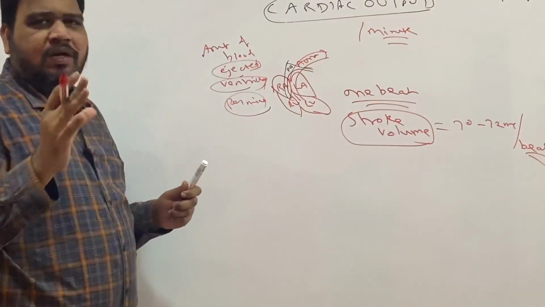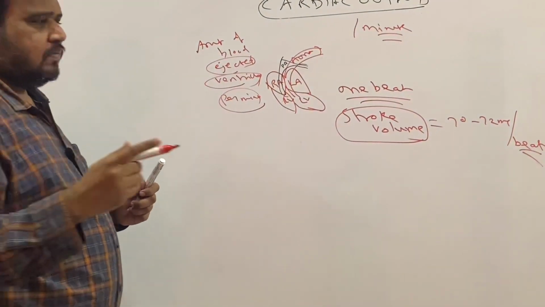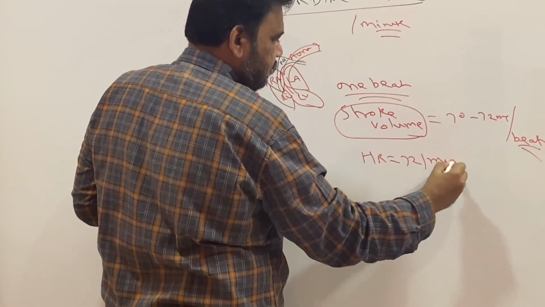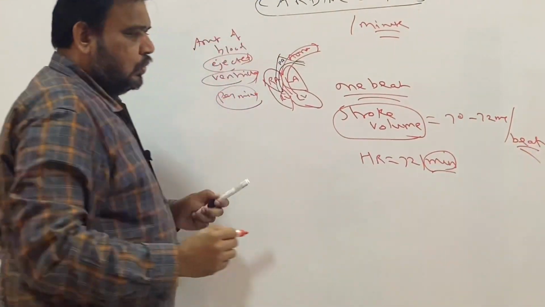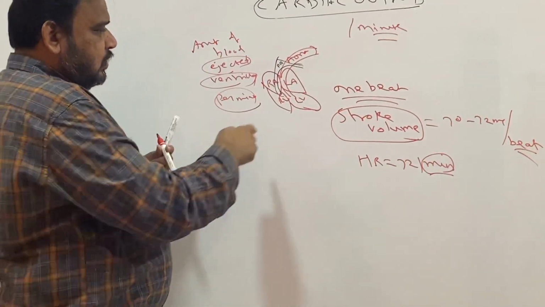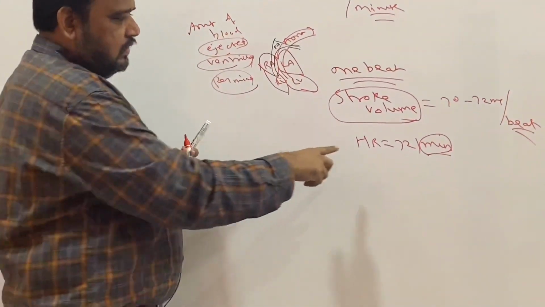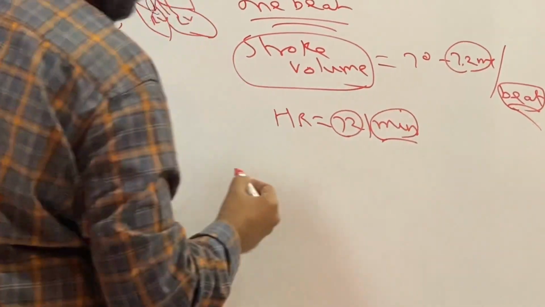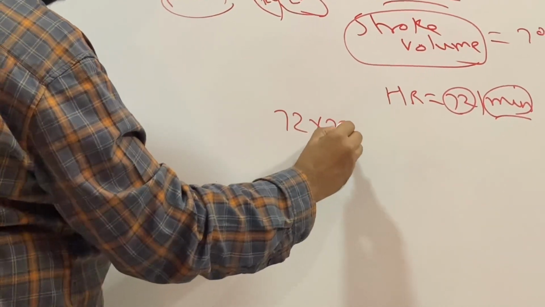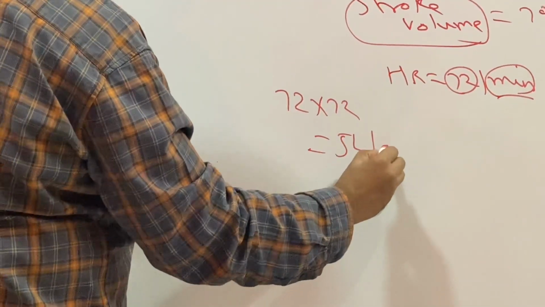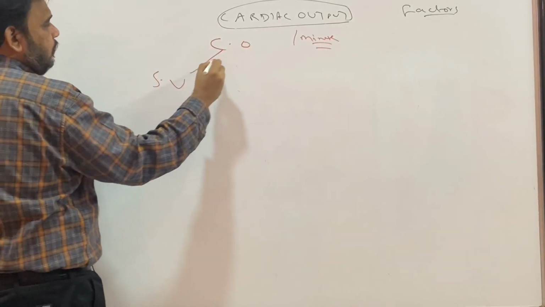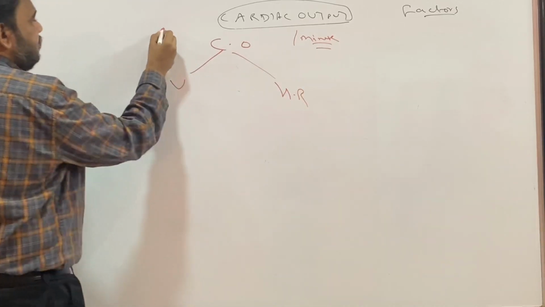So you have to know how many times the heart beats in 1 minute. Otherwise simply, it is the heart rate, which is 72 per minute. So for 1 minute your heart or ventricle is beating 72 times. We have already calculated that for 1 beat it is 70 ml. Then for 72 beats it is 70 into 72, which is approximately 5 liters per minute. Factors affecting cardiac output: stroke volume into heart rate.